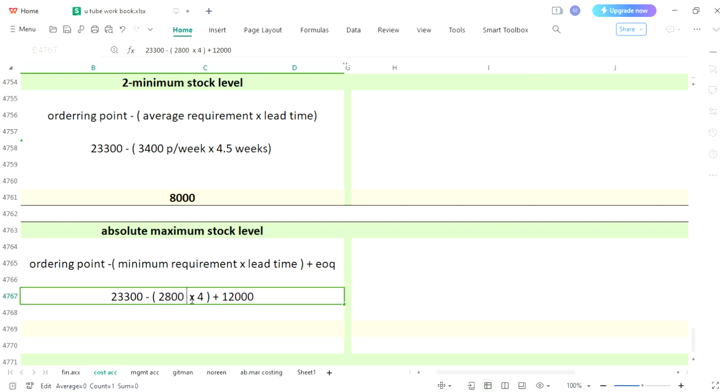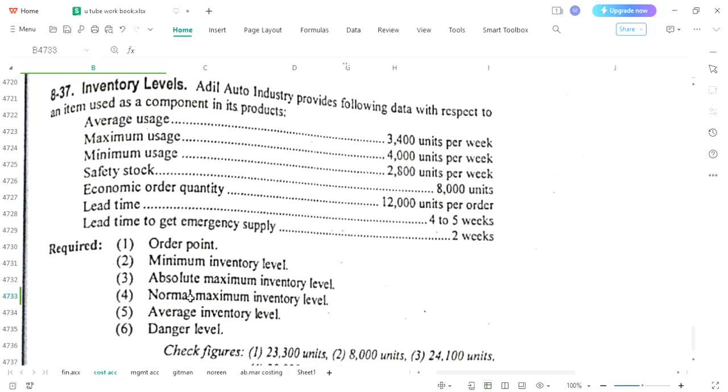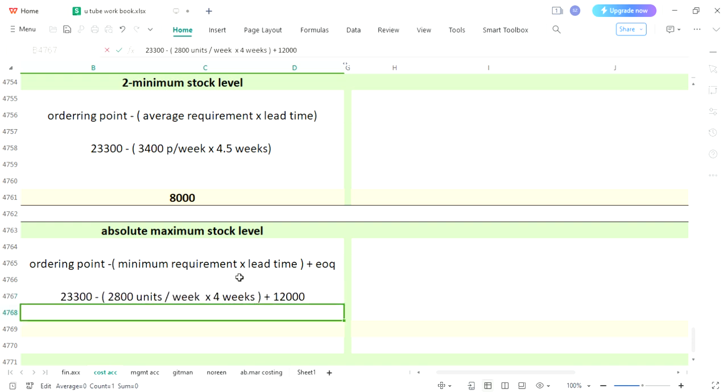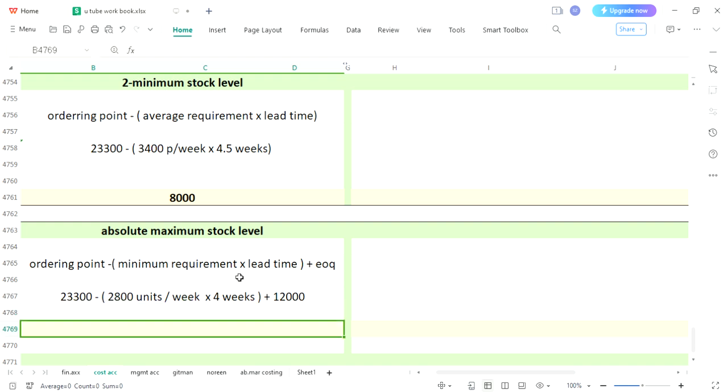As you have seen, 2800 are units, but per week. Let me show you that these minimum units, minimum usage 2800 per week. So we are mentioning it 2800 units per week, and lead time is also in terms of weeks, so we don't need to change it as well. So question is relatively simple because times and requirements are 100% matched, therefore no need to change. We are just picking values from the question and putting them into our solution.